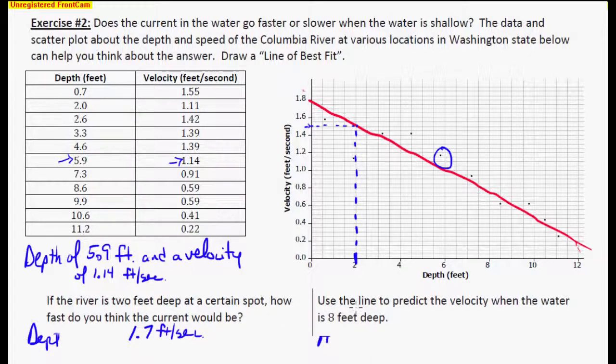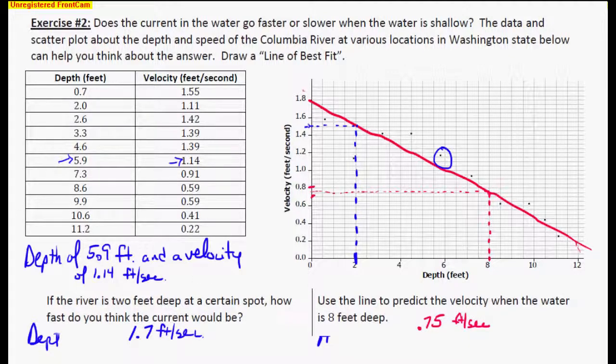Okay. And how about the next one here? Use the line to predict the velocity when the water is 8 foot deep. Okay. Well, again, start with what they give you. We're starting with 8 foot deep. That would be right here. Okay. So I'm going to go up till I hit the line, and my line is right here. So I'm going to go over. It looks like I'm right on one of these lines right here. Okay, so I'm going over, and that one looks to be, if each one of these is 0.5, that would be 0.7 right here, and this is 0.8, so in between there would be 0.75 feet per second.